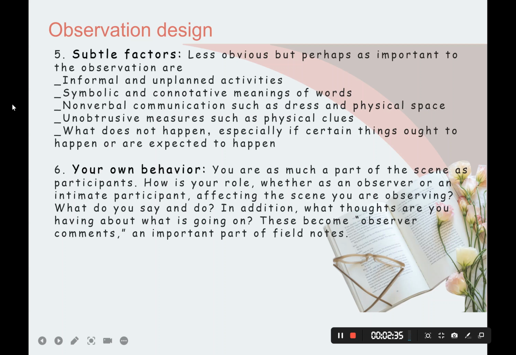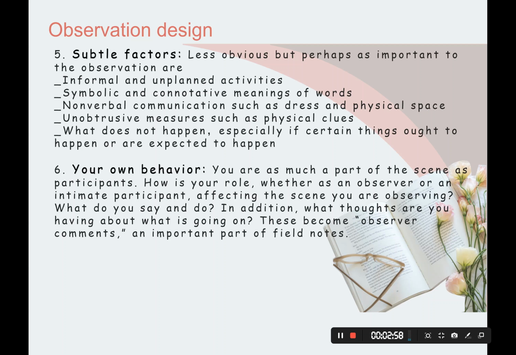And besides those key factors, there are also some subtle factors that will be very important, such as some informal and unplanned activities. And last, your own behavior will also play a very important role during your observation.